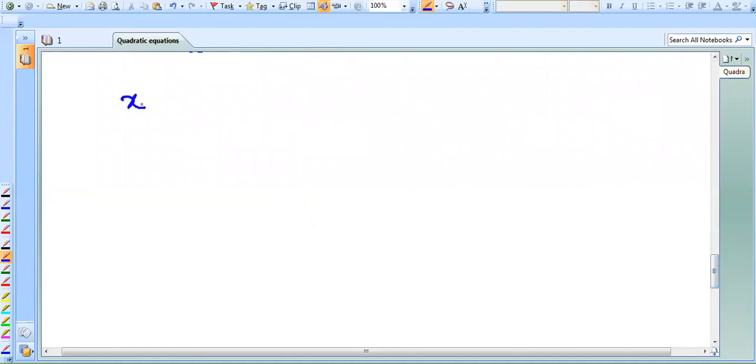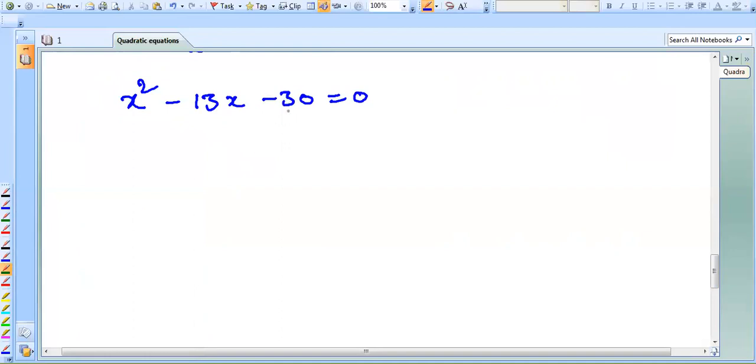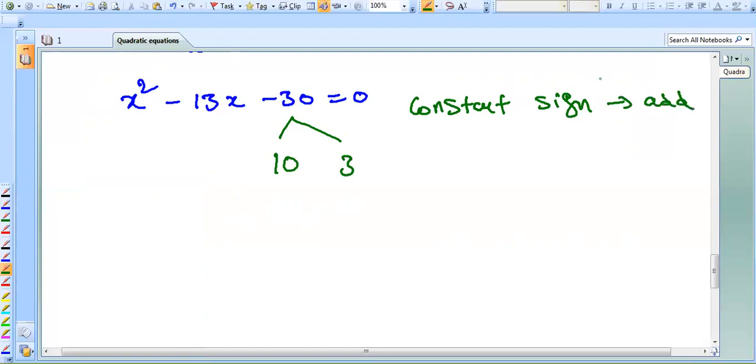For example, x square minus 13x minus 30 is equal to 0. So what do I have to do? Can I take 10 into 3? Yes. But the problem is, I told you one point. Constant sign positive, then add. Constant sign negative, then subtract, or take the difference.